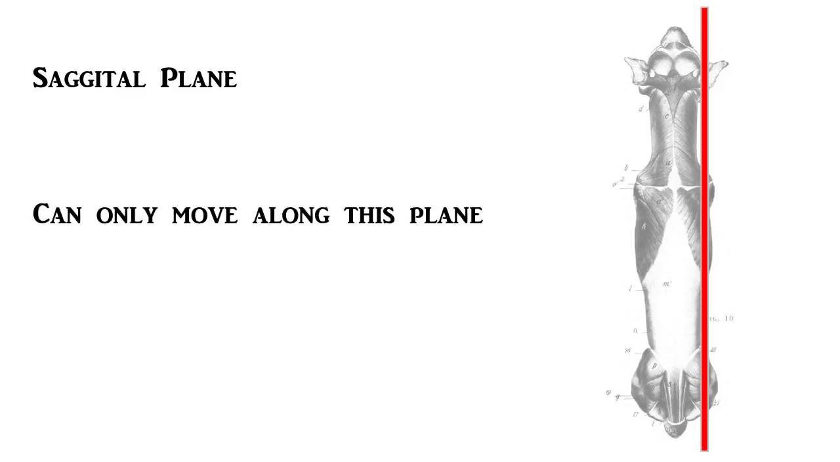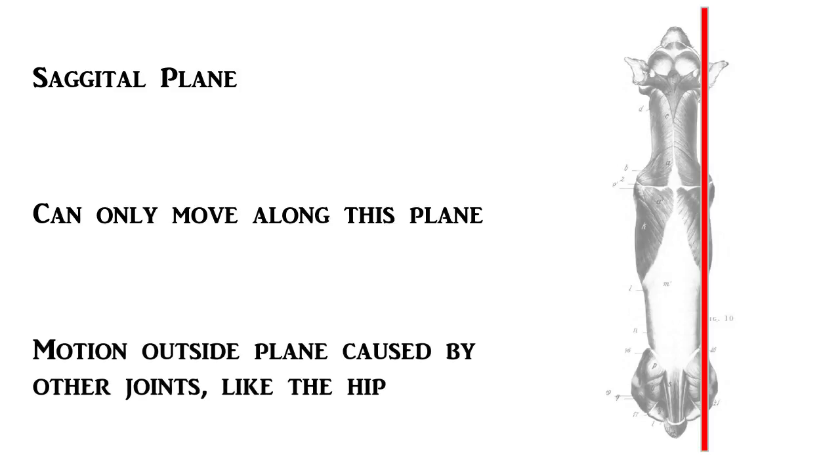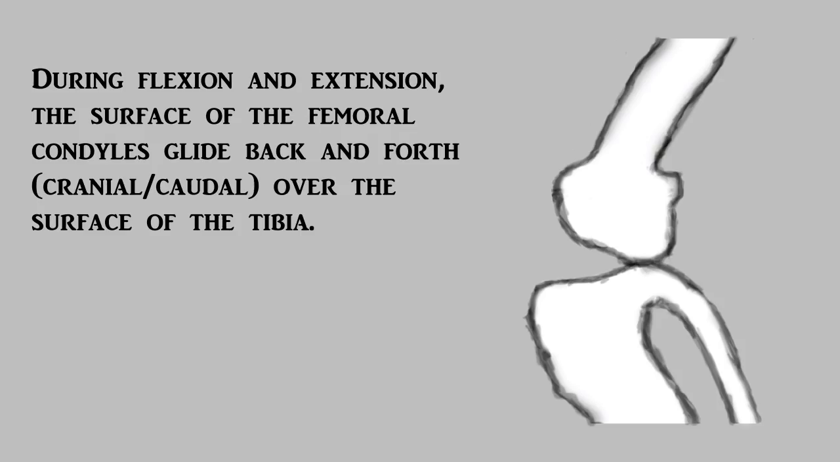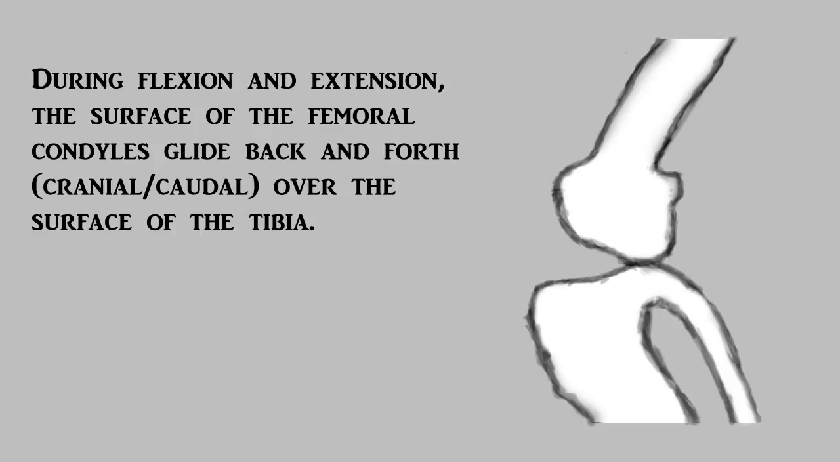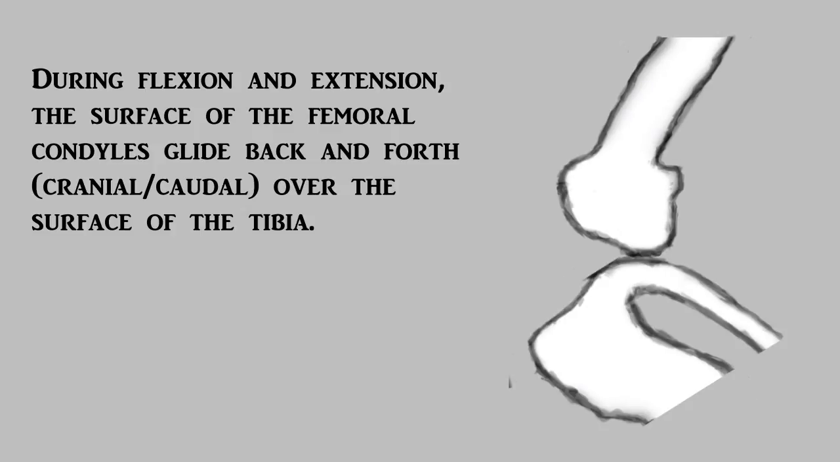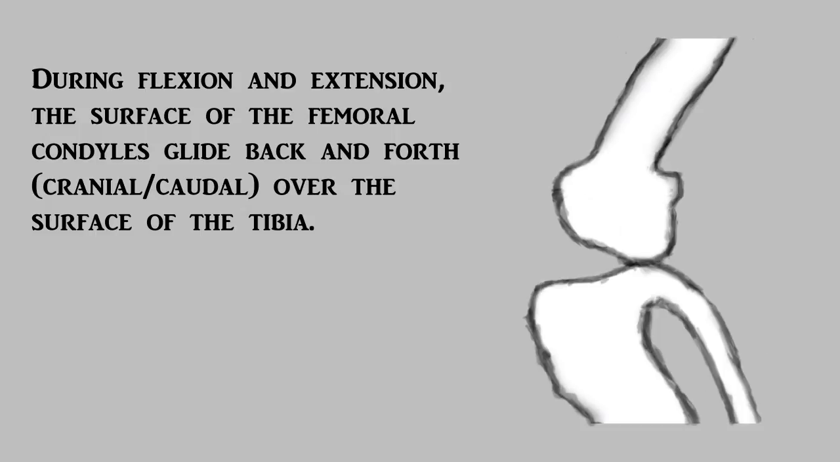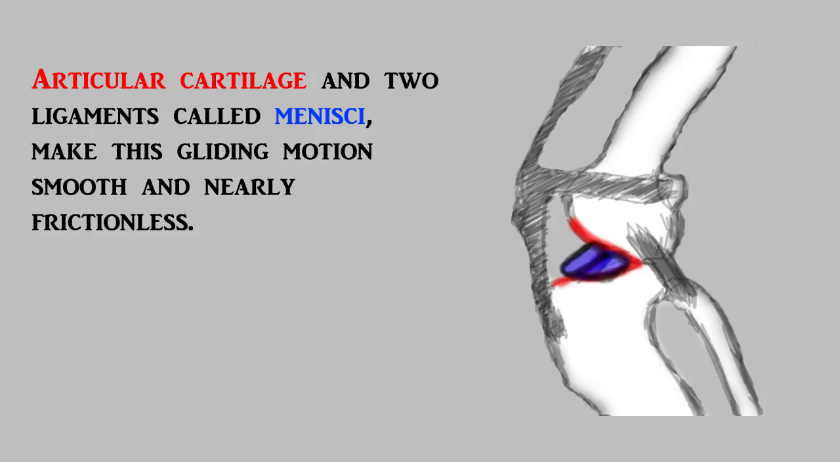Any variation you see in the limb movement off this plane is due to other joints, like the hip, that can move in more than one direction as the dog travels. During flexion and extension, the surface of the femoral condyles glide back and forth, cranial to caudal, over the surface of the tibia. Articular cartilage and two ligaments called menisci make this gliding motion smooth and nearly frictionless.